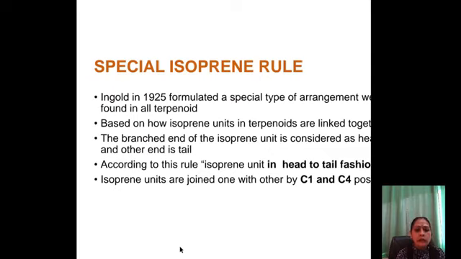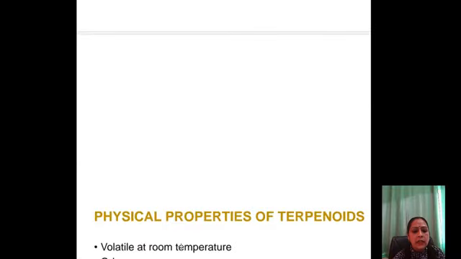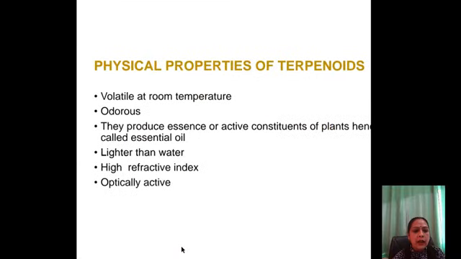formulated in 1925, describes a special type of arrangement found in all terpenoids, based on how the isoprene units in terpenoids are linked together. The branch end of the isoprene unit is considered the head and the other end is called the tail. According to this rule, isoprene units are joined one to another in head to tail fashion, at C1 and C4.